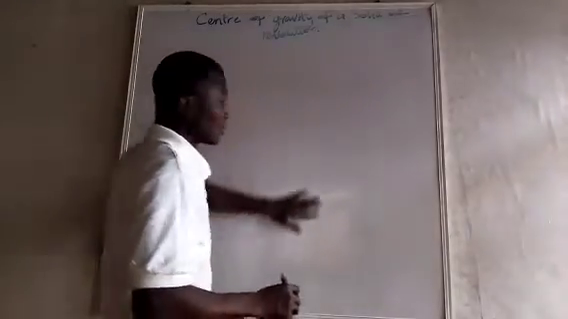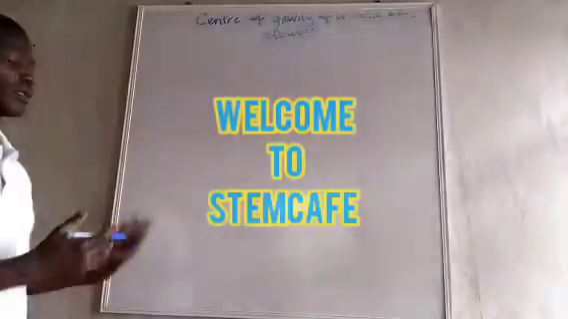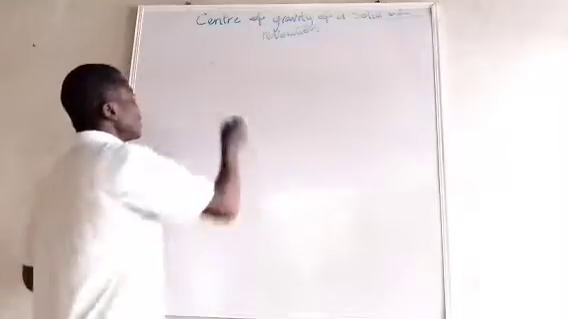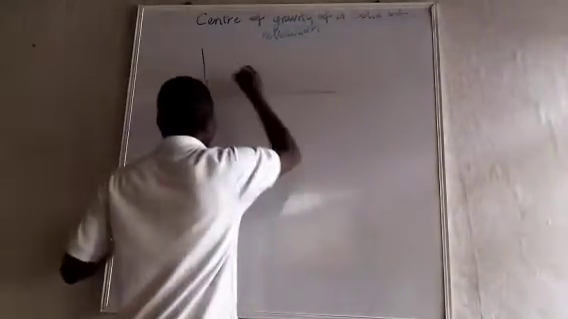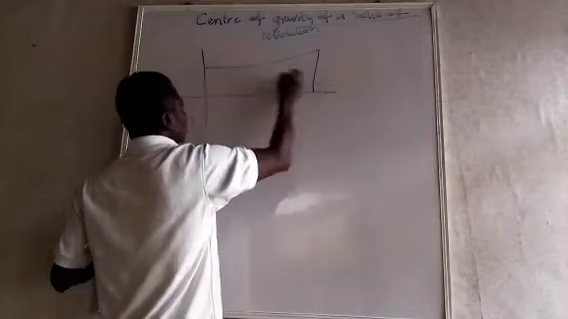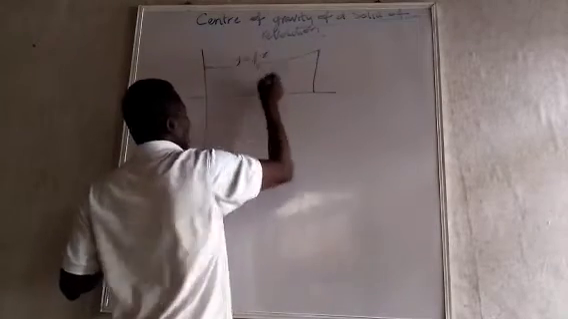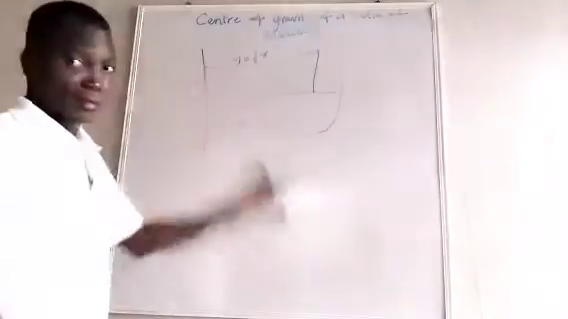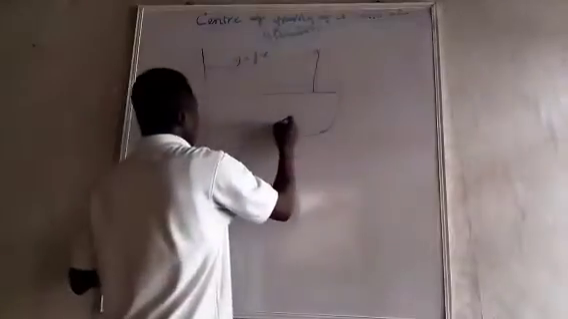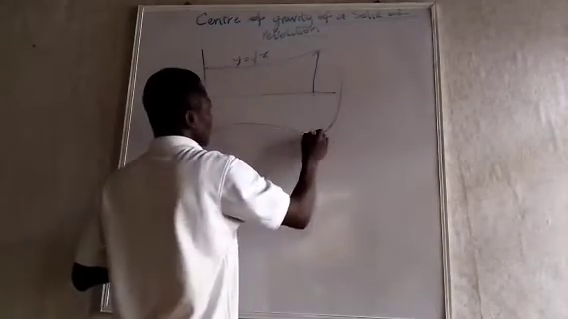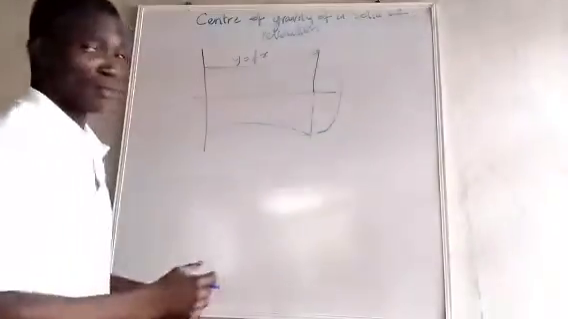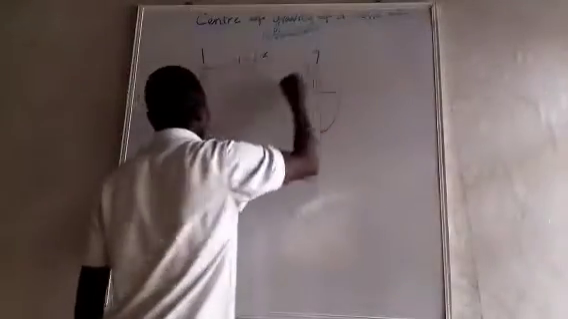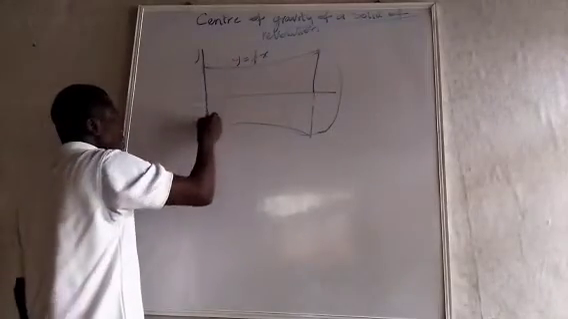Center of gravity of a solid of revolution. The centroid we calculated before was for a plane sheet. But now, let's consider a solid of revolution. When we have y equals f(x) and it is rotated, that's what we mean by a solid of revolution. We have calculated the volume of revolution before. Now, when we want to find the centroid, it has been rotated around the x-axis.